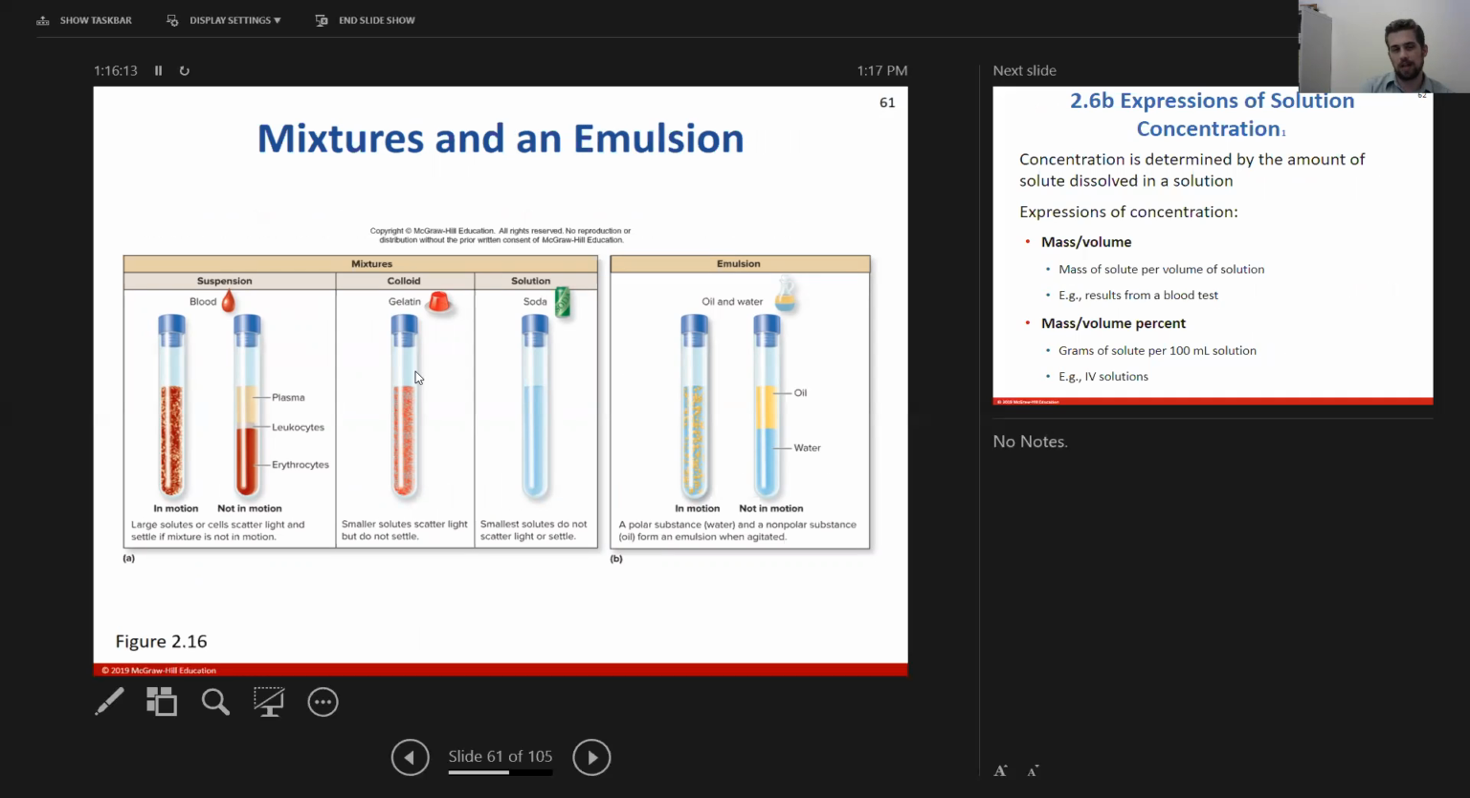They don't settle really, but they can scatter light. Whereas in a suspension, all of those solids can actually settle out. And then a solution is where everything just kind of dissolves in the aqueous matrix, like soda water. There's not any change in color, right? So I can drink my Sprite, and Sprite is the same color as water because everything is in solution. And then the emulsion. I've talked a little bit about the emulsion.